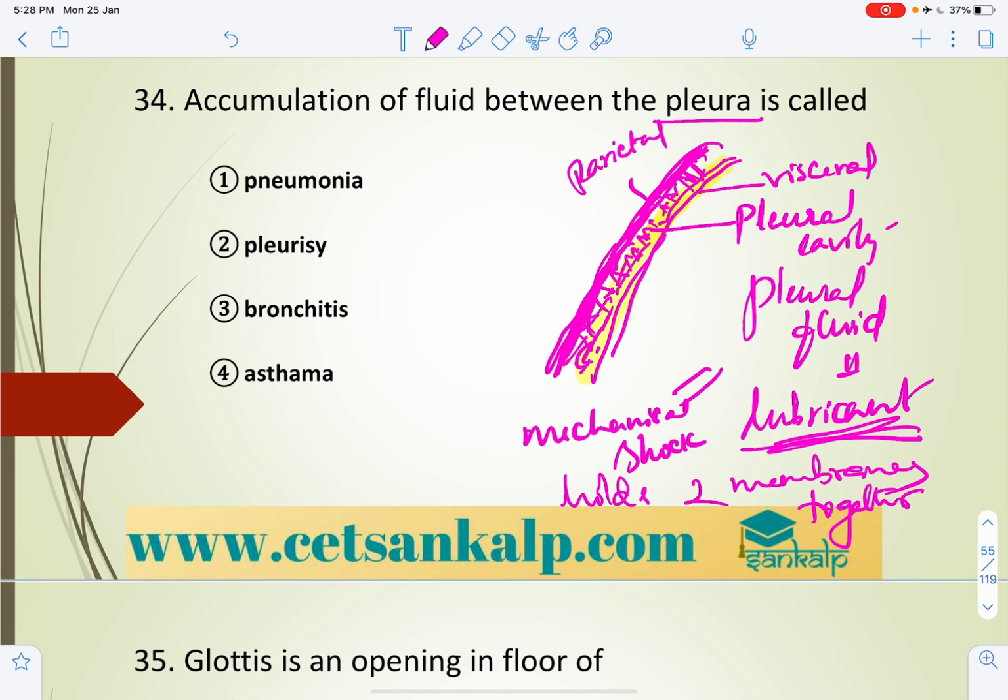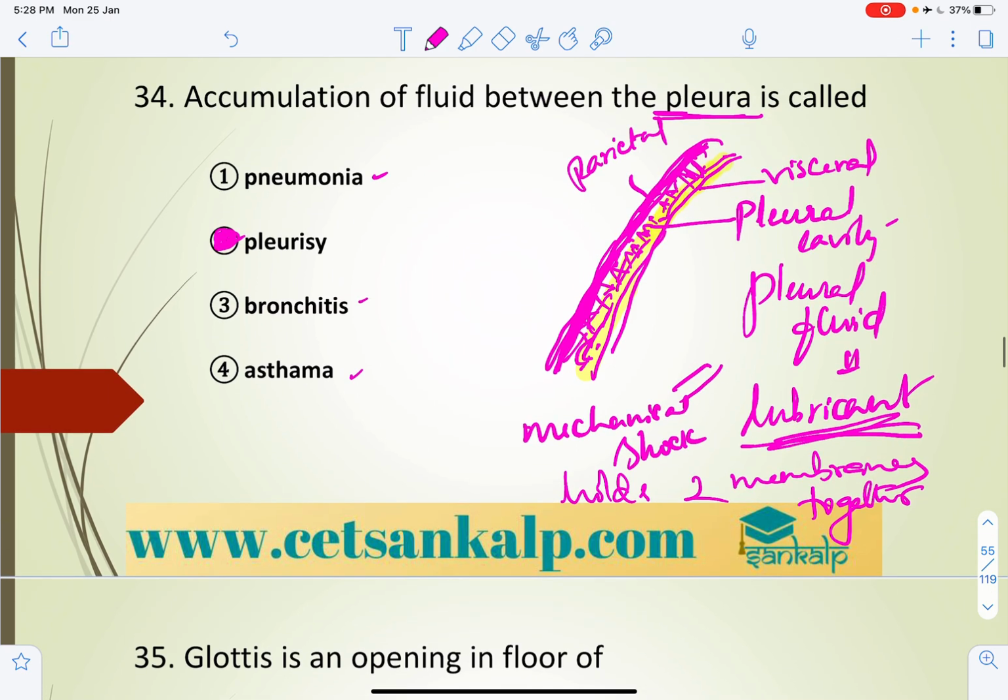So that is the major role of the pleural membrane along with the pleural cavity. So that is the answer. That is where the fluid accumulation happens. The accumulation of fluid between the pleura is called pleurisy. We'll discuss pneumonia, bronchitis and asthma, which are disorders.